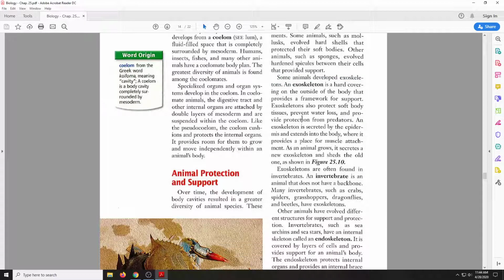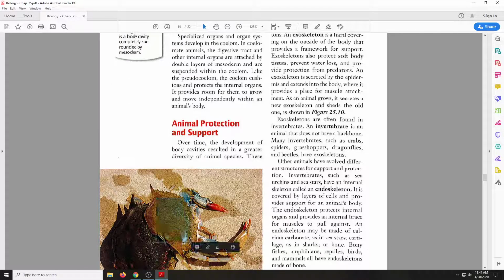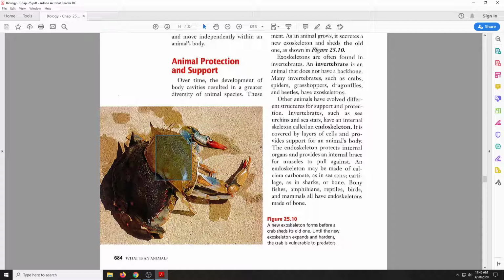You guys know that that's the skeleton on the outside of the body, and all the soft tissues are on the inside. It can protect from water loss, protect from predators. The muscles attach on the inside. One problem with that is you can't really grow that. You just have to make a new one, which is why organisms that have that molt.